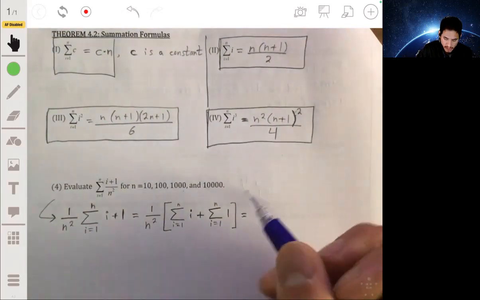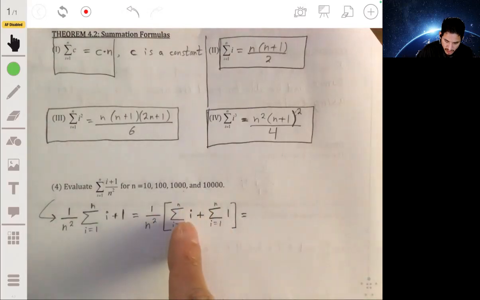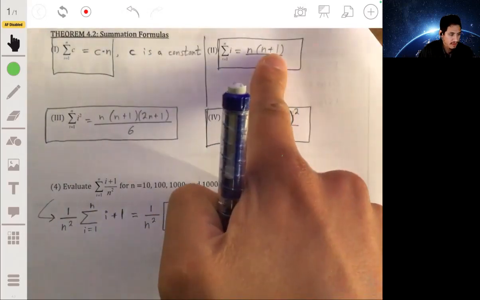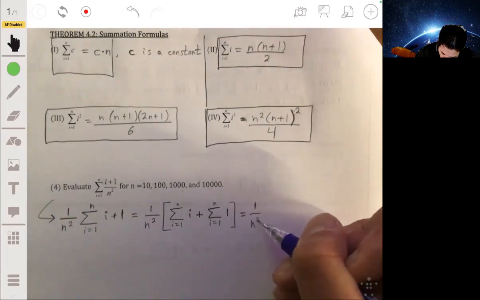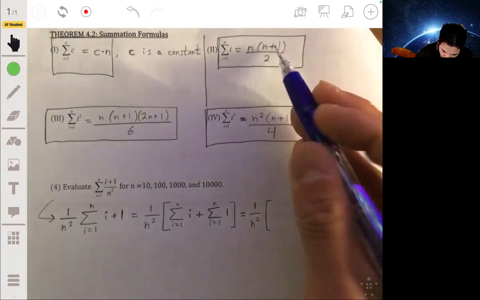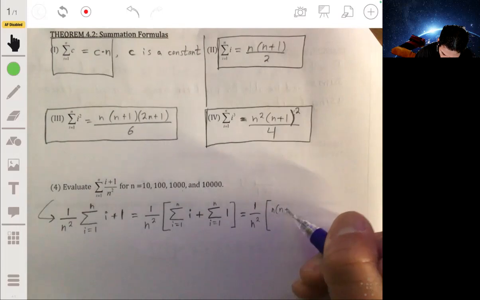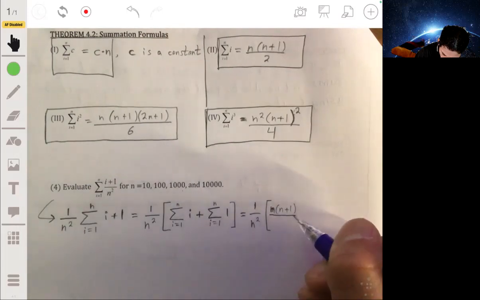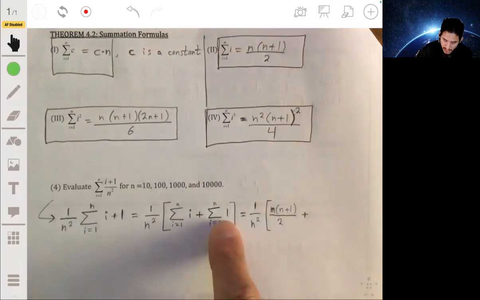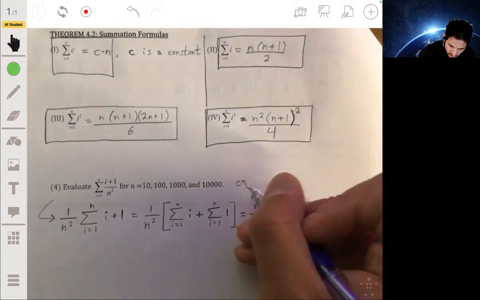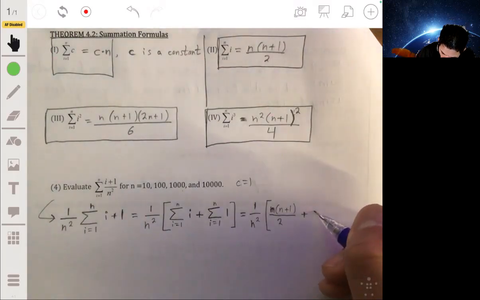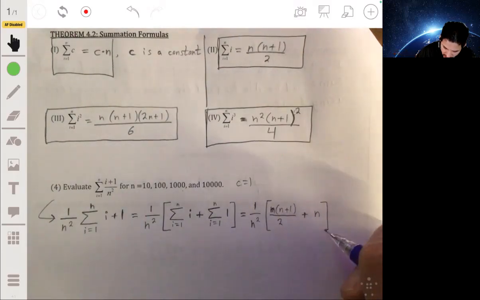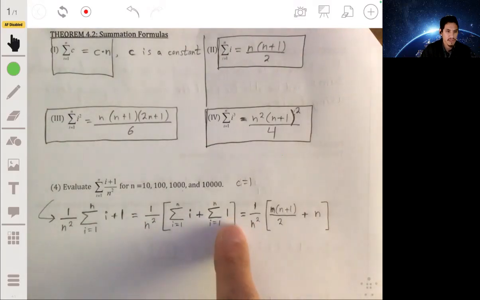Now from here, we can rewrite this as this, because we got the formula right up there. So we can write this as 1 over n squared times n times n plus 1 over 2, plus, and this one, this is a constant. Your constant c is just 1. So this will just be 1 times n. So this will just be n. And that makes sense because you're just adding 1 to itself n times.